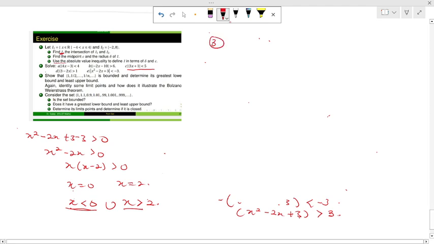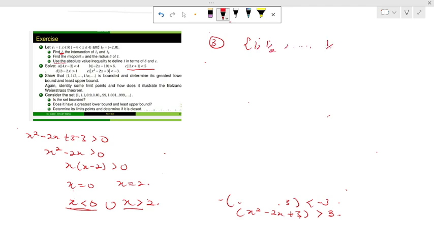He's saying, show that this set, 1, 1 out of 2, up to 1 out of n to infinity, is bounded, and determine its greatest lower bound and least upper bound. So we have to determine that this is bounded. Now you realize that we are trying to apply the Bolzano-Weierstrass theorem. That theorem says that if you have a bounded infinite set, then you should have at least one limit point. But here we aren't interested in the limit point, but we are to look for the greatest lower bound, and we have to show that it is bounded.